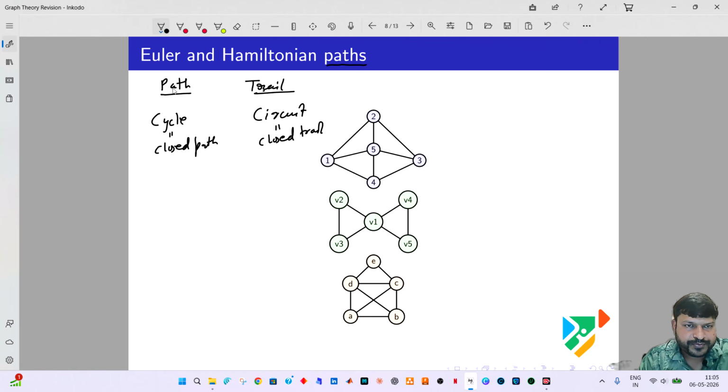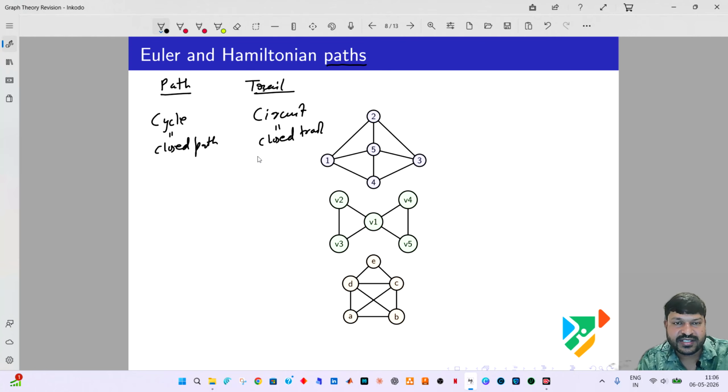So if you remember, what is a path? It is a sequence of distinct vertices such that consecutive vertices are adjacent. What is a trail? It is also a sequence, but in this case, edges are not repeated, but vertices may be repeated. For clarity, you can study the definition of a walk. With respect to a walk, you can define trail and path. So in other words, for the purpose of this session, we'll look at a path as a sequence of vertices.